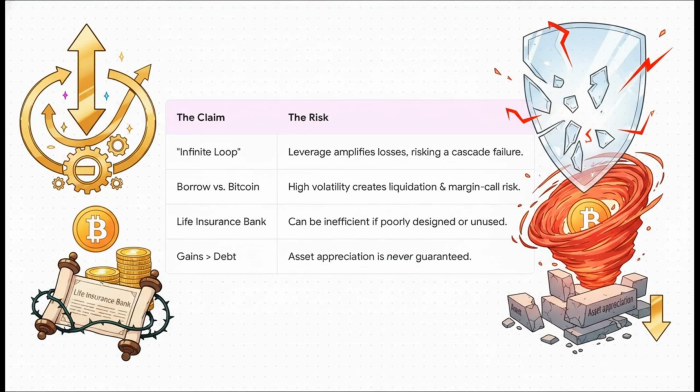That infinite loop relies on leverage, and leverage is a double-edged sword. It can amplify your gains, but it will amplify your losses just as fast. Borrowing against a volatile asset, you're looking at huge margin call risks. Using life insurance as your bank, if it's not set up perfectly, it can just be an expensive drag. And the whole thing, the entire strategy, hinges on one thing: your assets going up in value. And that is never, ever guaranteed.